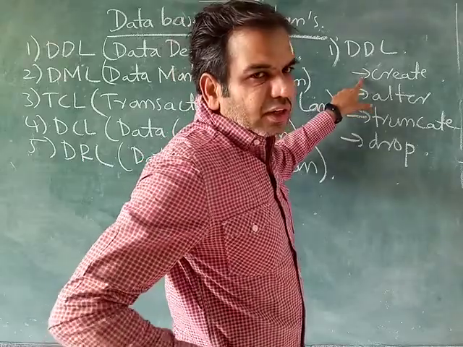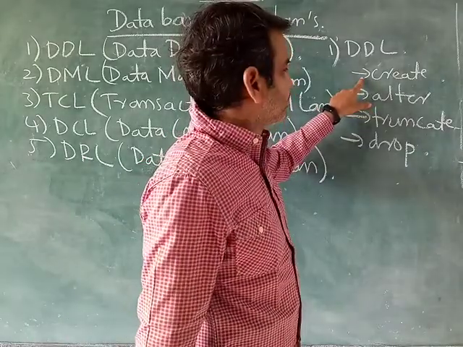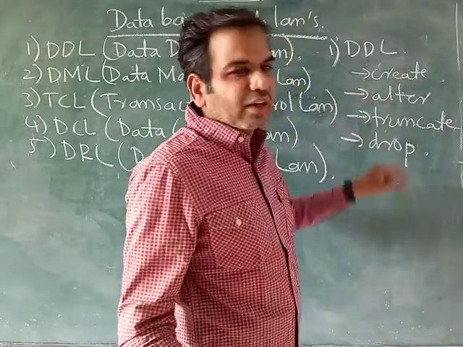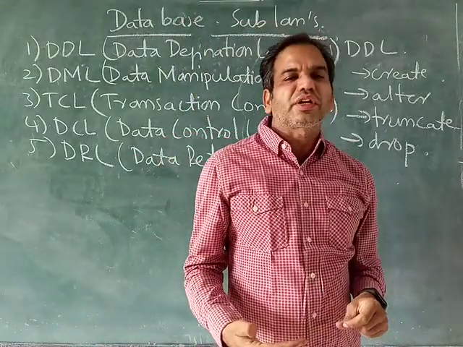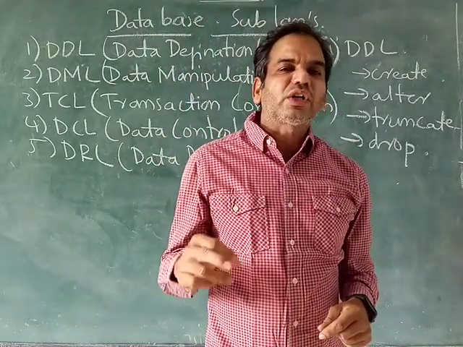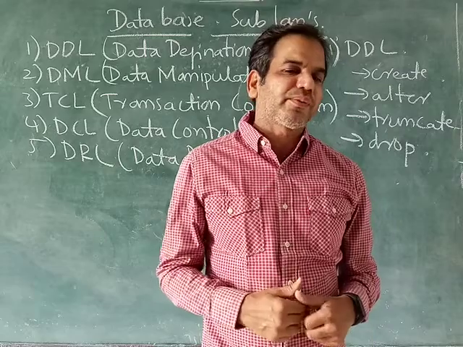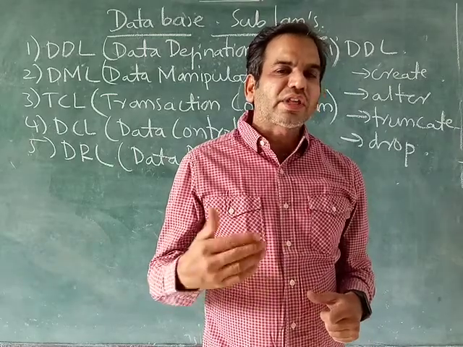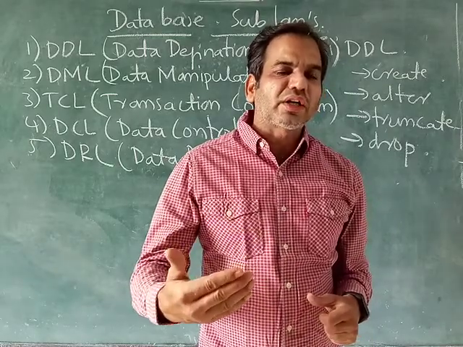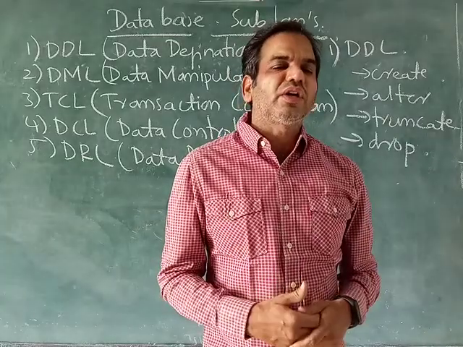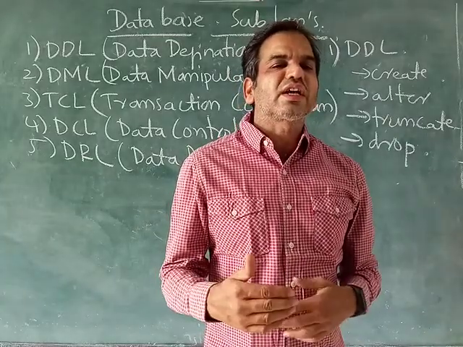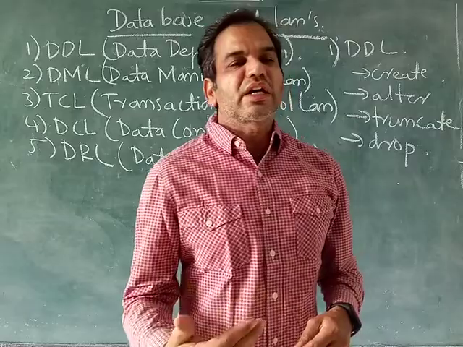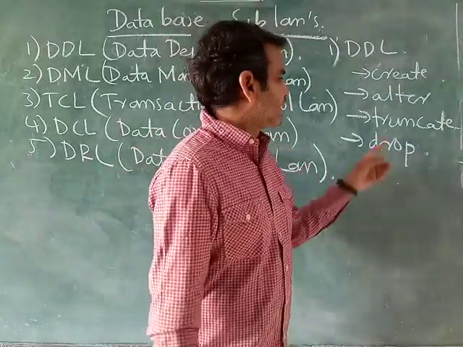Using the create command, we can create the structure of a table. Using the alter command, we can add a new column into the current table. Alter contains two options: add and modify. Alter with add, we can add a new column to the current table. Alter with modify, we can modify the existing column width. It means we can increase the width of the column.